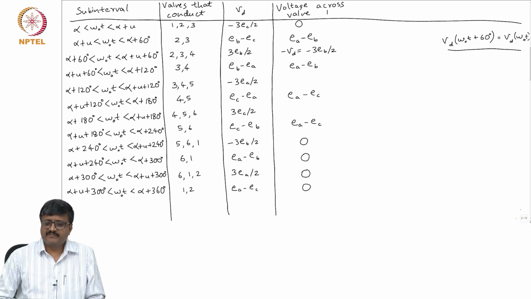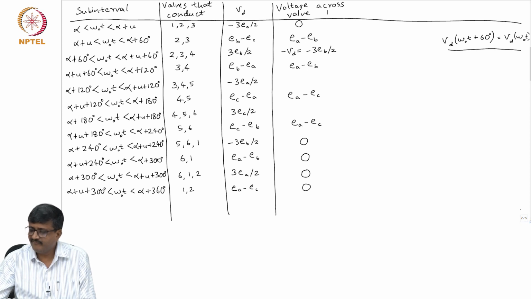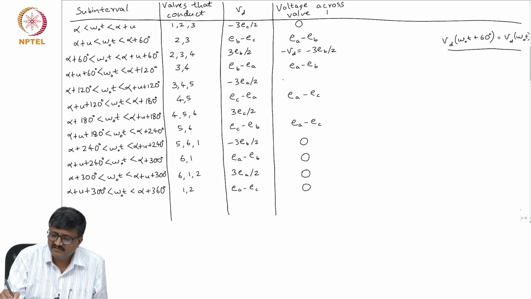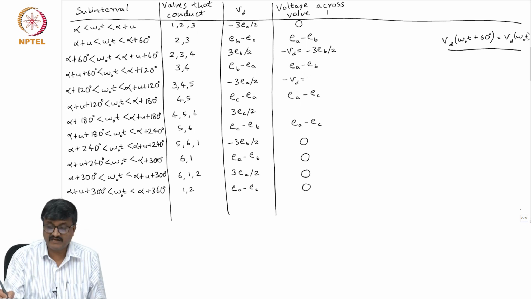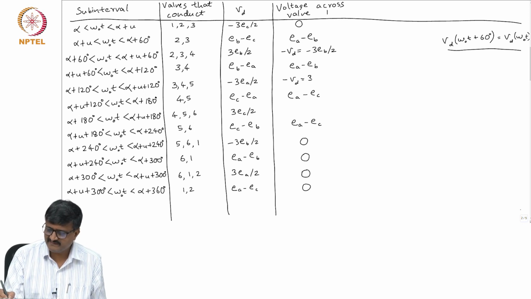So, if I go to the subinterval in which valves 3, 4 and 5 are conducting, even here, as long as 4 is conducting, the voltage across valve 1 is minus V d. So, it is minus V d, but it is not the same expression in terms of E A B C. Look at the expression for V d now, it is minus 3 E A by 2. So, this will be 3 E A by 2.